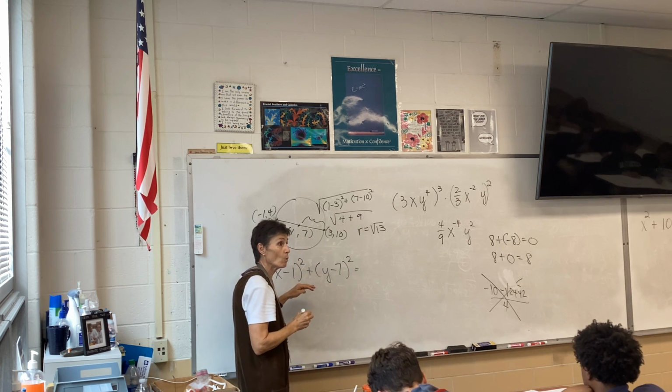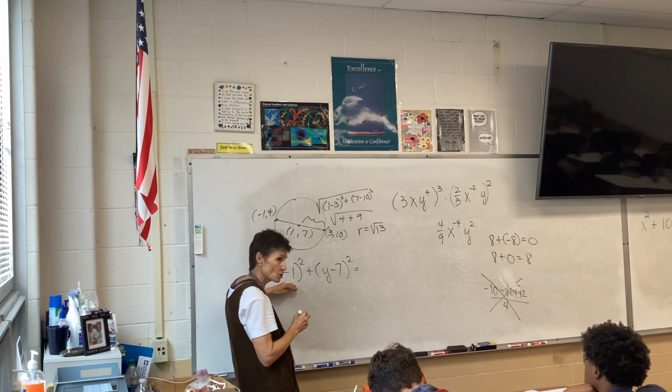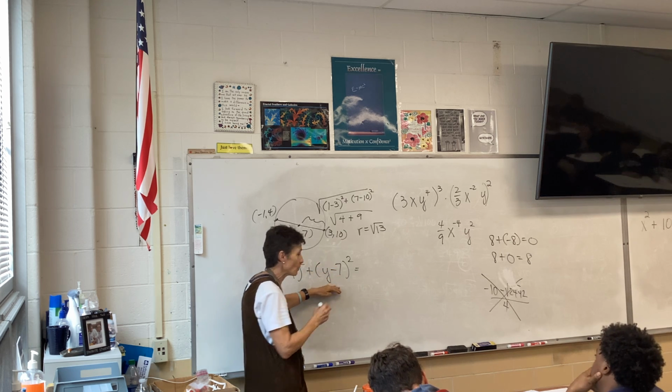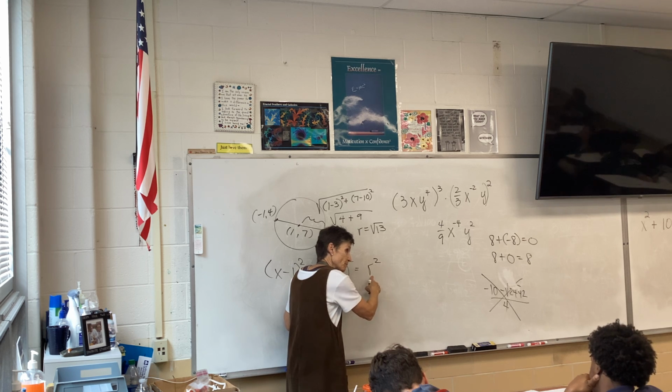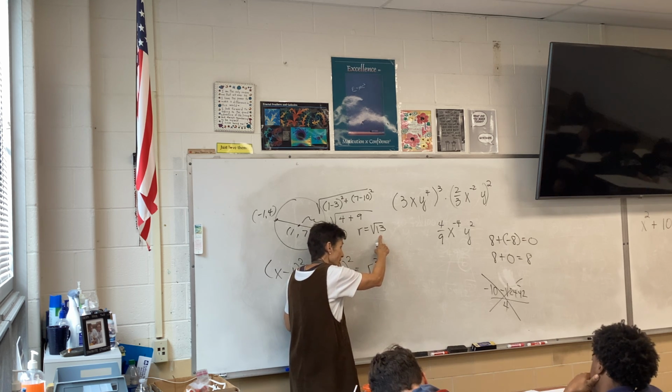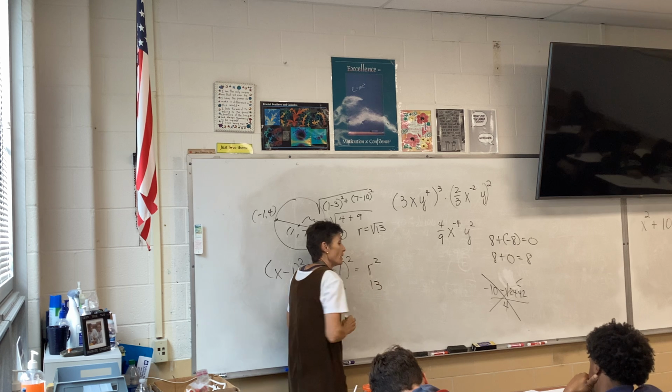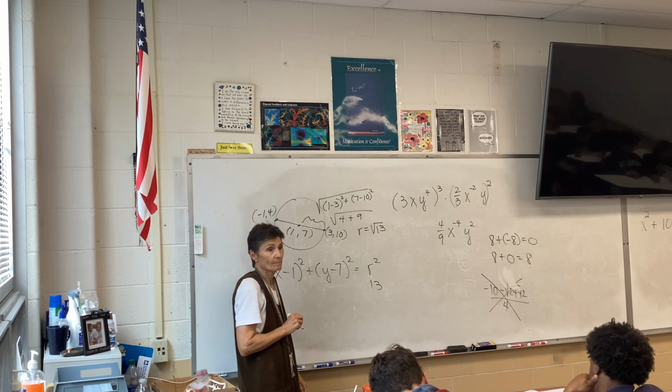When I write my equation, it's the x squared and the y squared and the r squared. This is r squared. So what would r squared be? 13. So your equation equals 13.